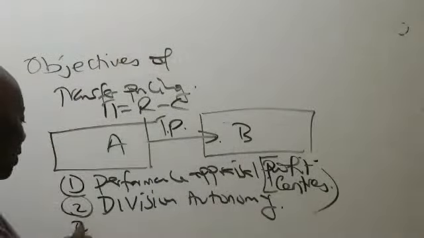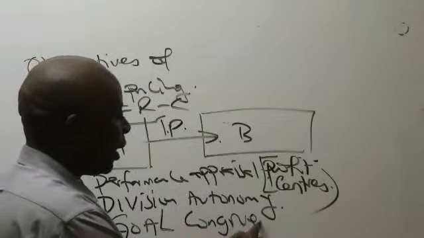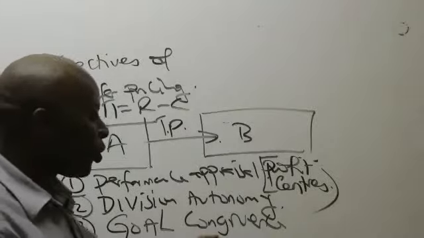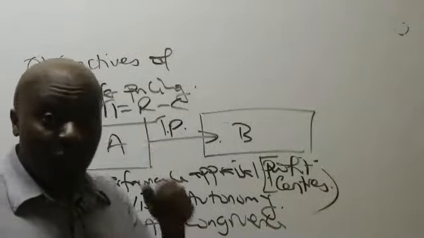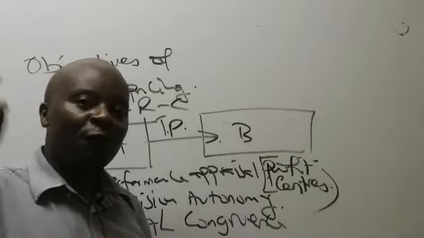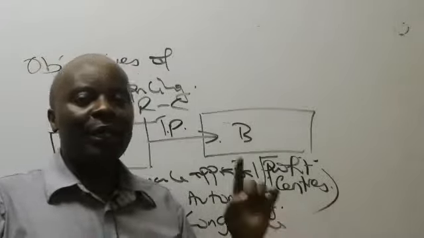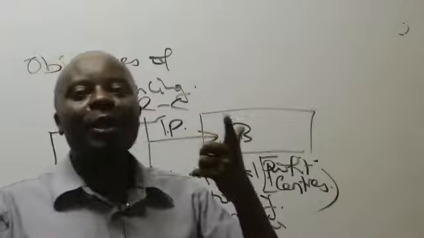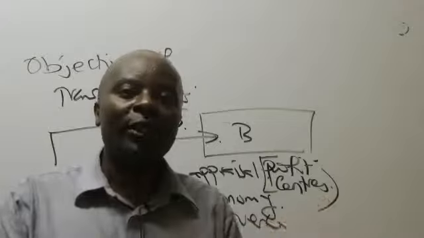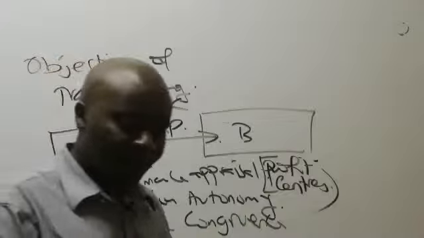Ladies and gentlemen, number three, we have the concept of goal congruence. Goal congruence means what? Goal agreement. Remember, the major goal of the company is to maximize profit. So when you charge transfer price, and automatically the departments are also able to talk of profits throughout, then we have divisional goals being the same as organizational goals. What we call goal congruence.